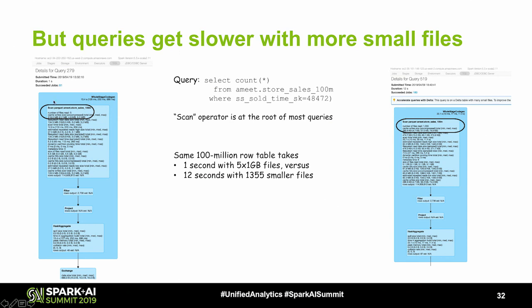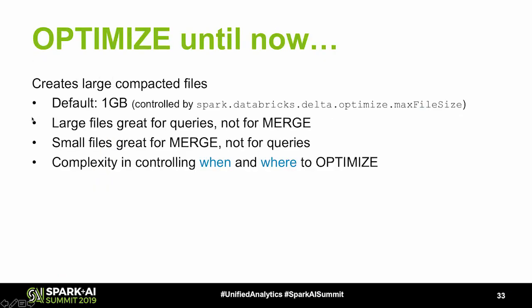And you can see the scan operator at the very top tells you how many files it's picked up. So optimize is your friend. Until now, it compacted files into 1 gigabyte files each. There are a couple of issues here that I wanted to point out. The first is that it can be pretty slow to coalesce and compact your files into 1 gigabyte chunks. The reduce phase has to do a lot of work. So optimize can be slow.